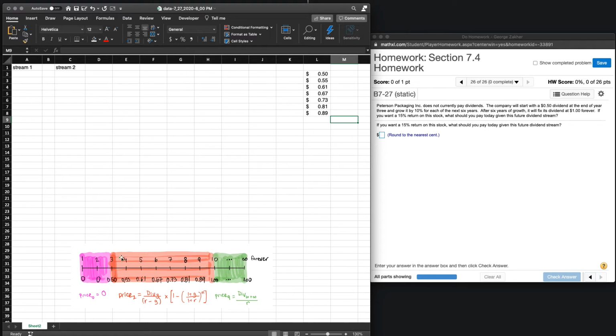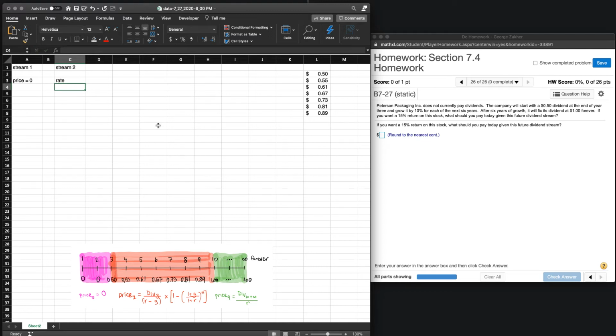So we've already determined the price for stream 1 is simply 0. Now when we take a look at stream 2, we know that it's constant growth, and we know it's a finite period. So we can use our formula here to determine the price at the end of year 3, in other words, price 2. And once we figure out that price, remember we need to figure out the present value of that price. So first, let's discuss what we know.